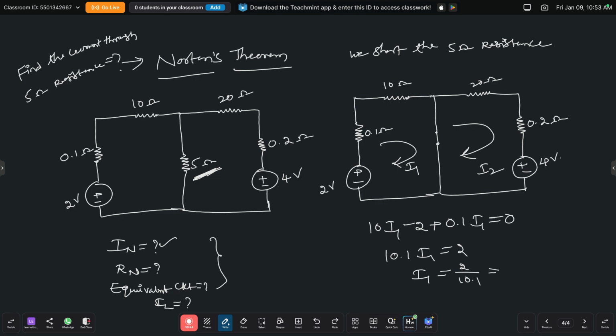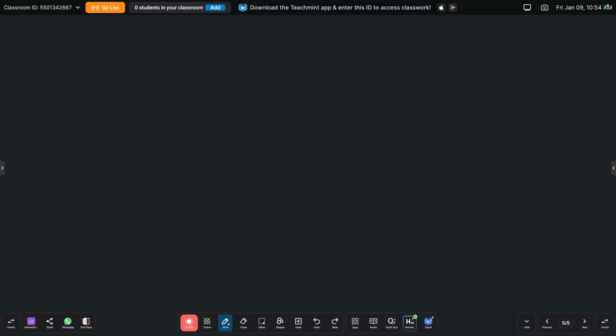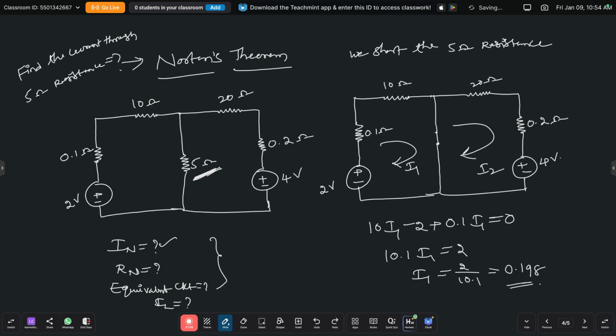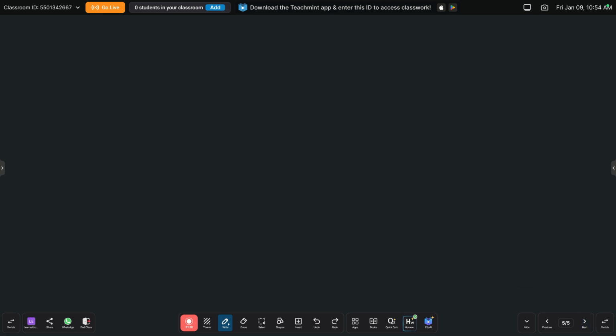2 by 10.1, that is equal to 0.198. So that is the current I1. Current I1 is equal to 0.198. So in the same way, you apply the mesh analysis to loop 2. Then we also get one more equation. So this is the 20I2. So here 20 is linked with loop 2. So 20I2 plus 0.2I2 plus 4 is equal to 0.